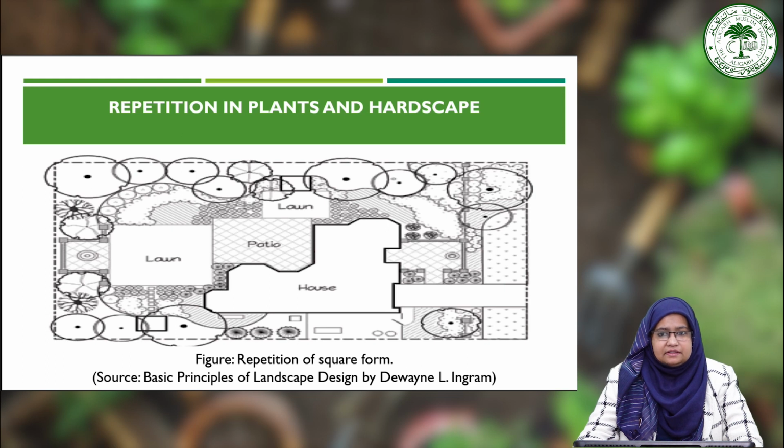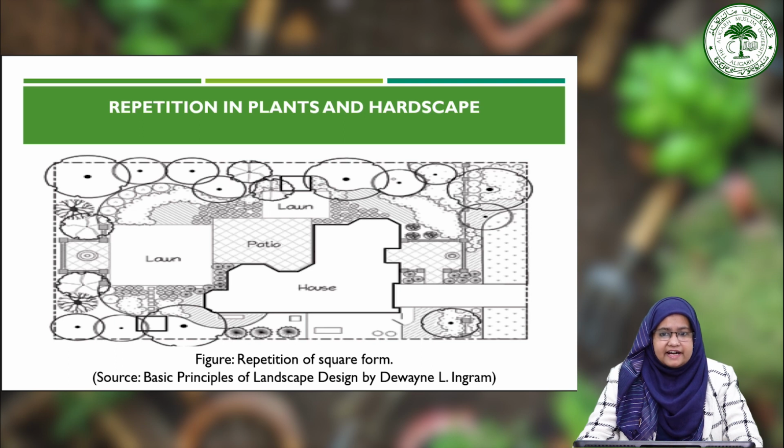Repetition in plants and hardscape. Using the same plant repeatedly in a landscape is simple repetition. A grass garden is a good example of subtle plant repetition. Gradation can be achieved with gradual change in height or size, using small grasses in front, backed by medium grasses and then large grasses.